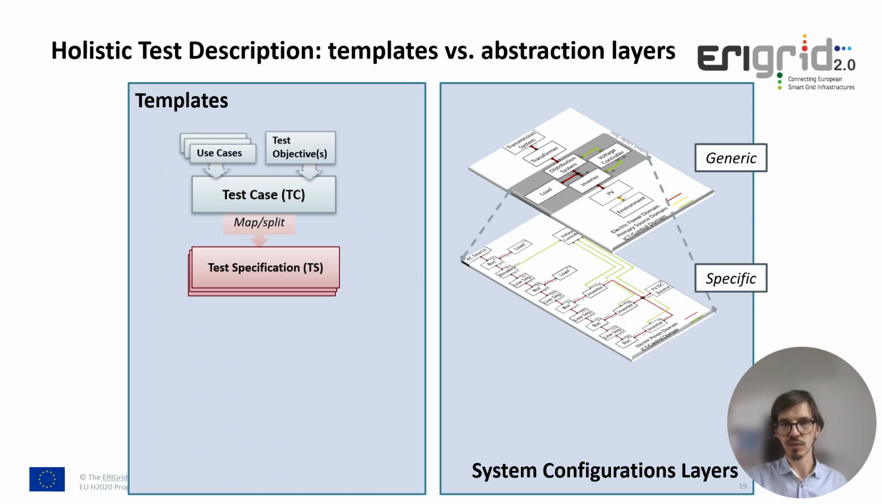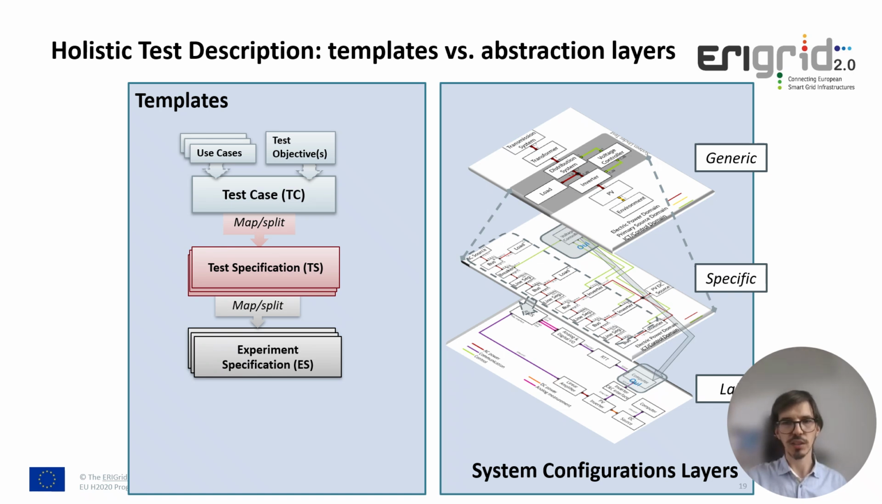The test specification gives us a more specific instance of this generic context and defines the specific numeric and parametric settings that should be used for the technology under test, and also of the system under test. How exactly should it be configured? The experiment specification then provides a concrete lab instance of that configuration.